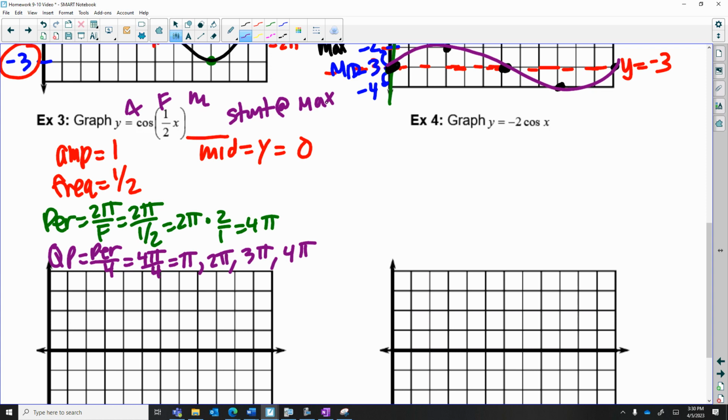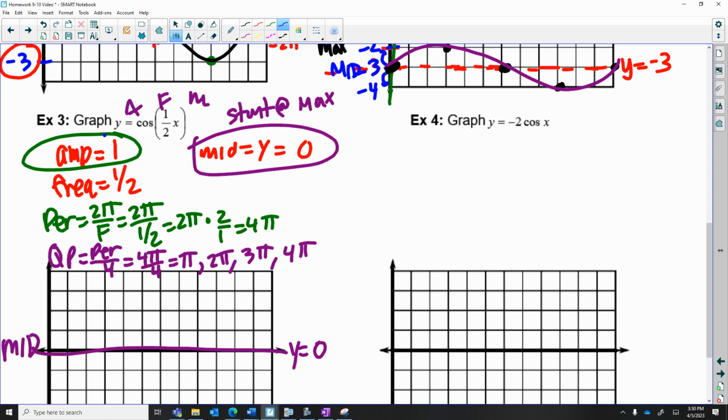The midline is 0. So let's go to our midline of 0 first, and let's make a line. Okay, this is our midline. That's like our baseline. Now we're going to go up and down by our amplitude. The amplitude is 1. So we're going to go up 1 unit and down 1 unit from the midline.